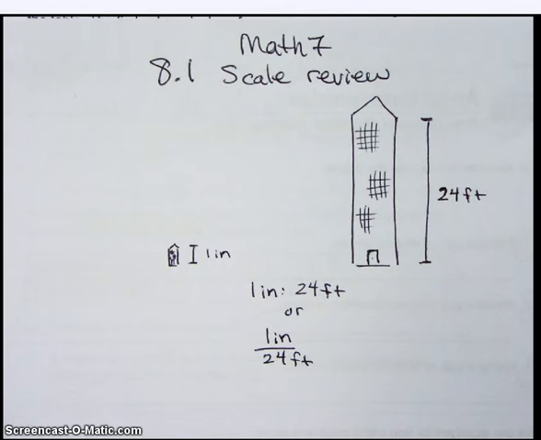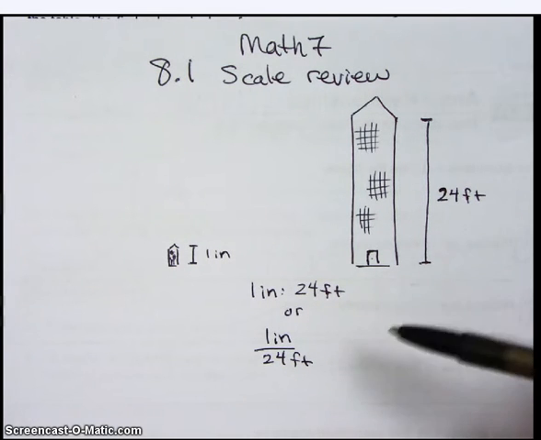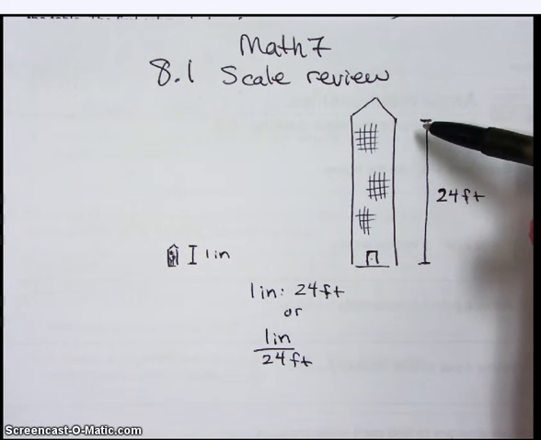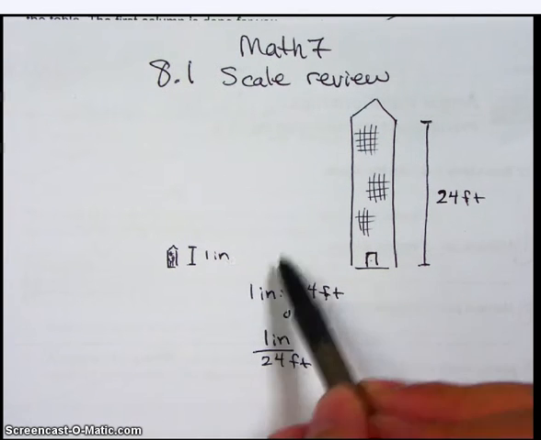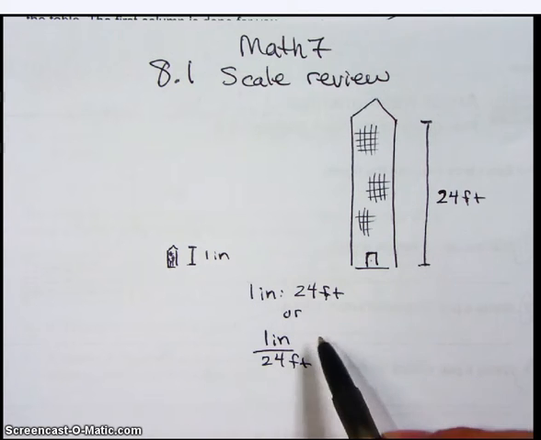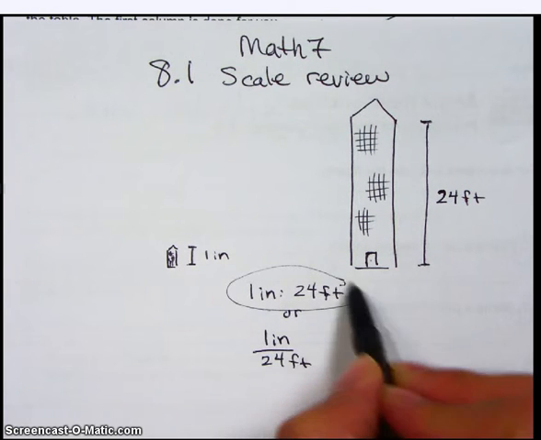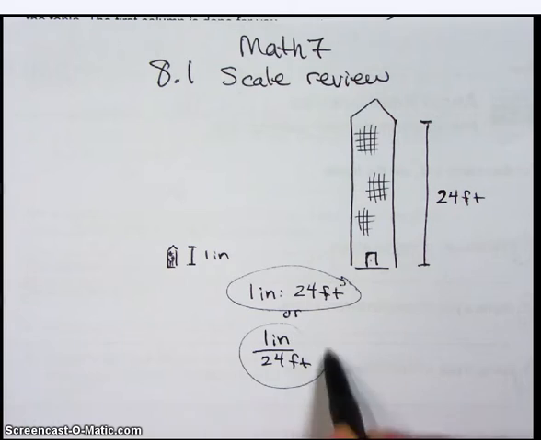This is a review on scale. So let's take a look at scale. Again, when you have something in actual life, like a 24-foot tower, and then you want to make a model of it, a smaller tower, you keep a scale, and it basically says that 1 inch is equal to 24 feet, or you can see it as a fraction.